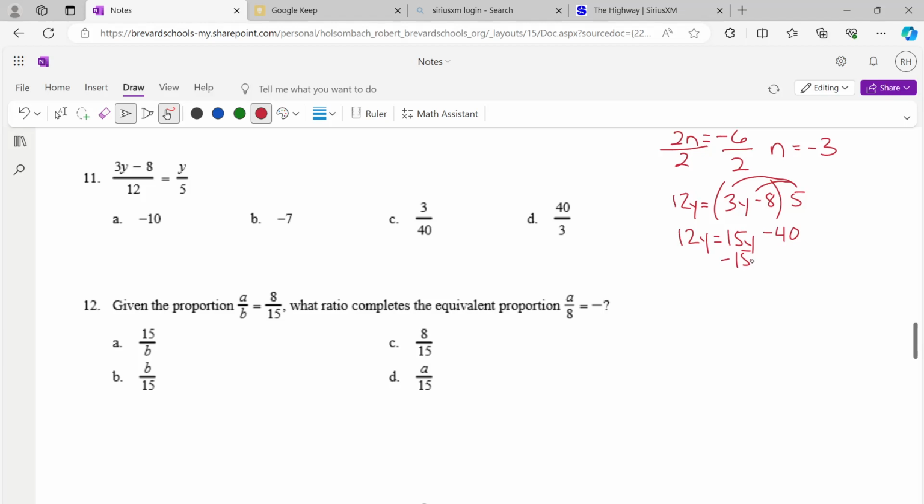Subtract 15y from each side. Negative 3y equals negative 40. And divide both sides by negative 3. So our y is equal to, look, pay attention here now. A negative divided by a negative equals a positive. So in simplest form, these negatives cancel. We're left with 40 over 3.